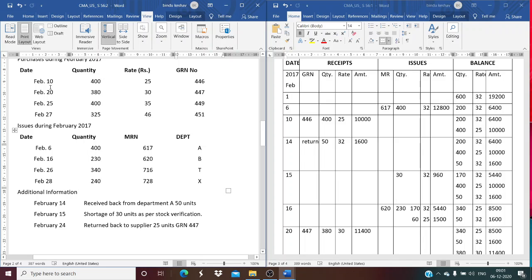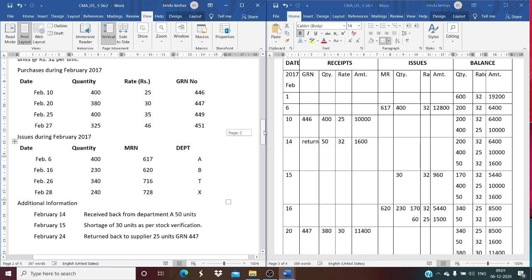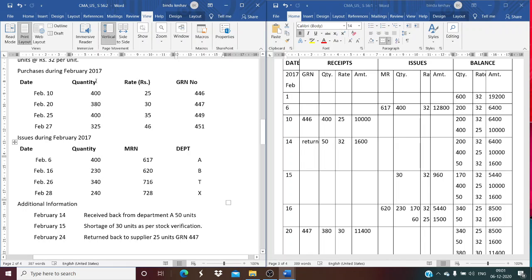The next date is February 10th, that is purchases during February 2017. So the purchases 400 units at rupees 25. So in the receipts column, goods received note number 446, quantity 400 units at rupees 25, 10,000 rupees. Now the balance will be 200 units at rupees 32 and 400 units at rupees 25.